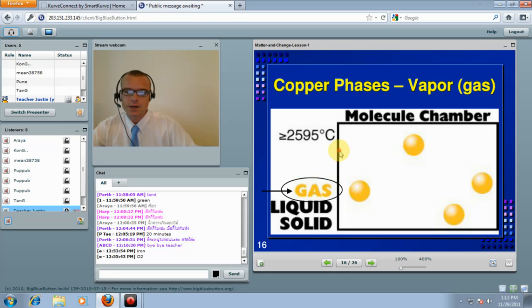Now the vapor stage of copper. You wouldn't see this except in a laboratory on Earth, I wouldn't have thought. Underground, it probably would reach that temperature deep down, but over 2595 degrees C, you'll see here the particles are a long way apart. They're moving around really fast. And it's in its gas form.